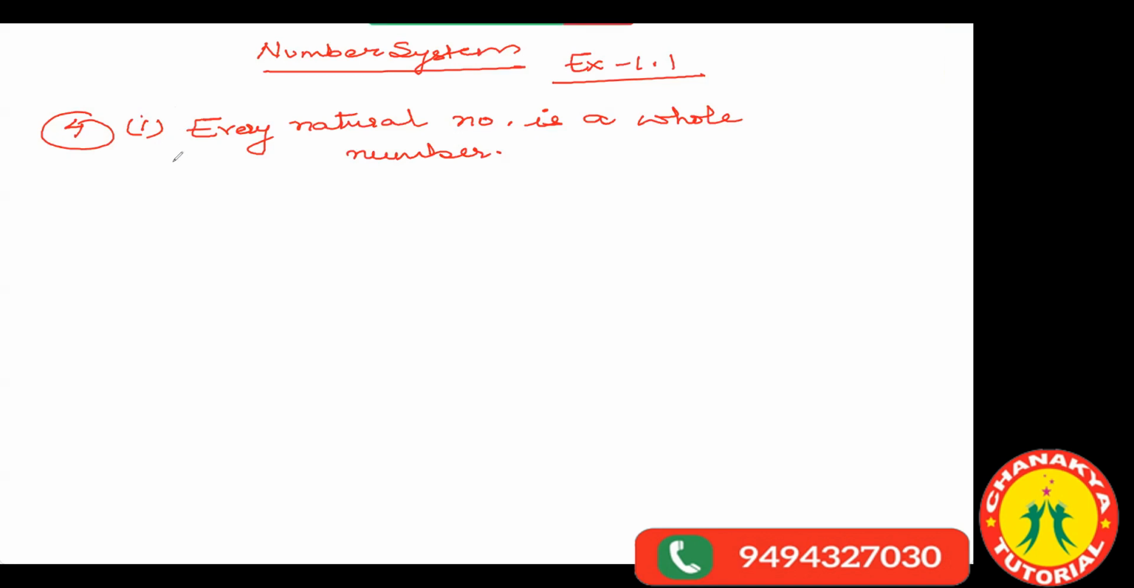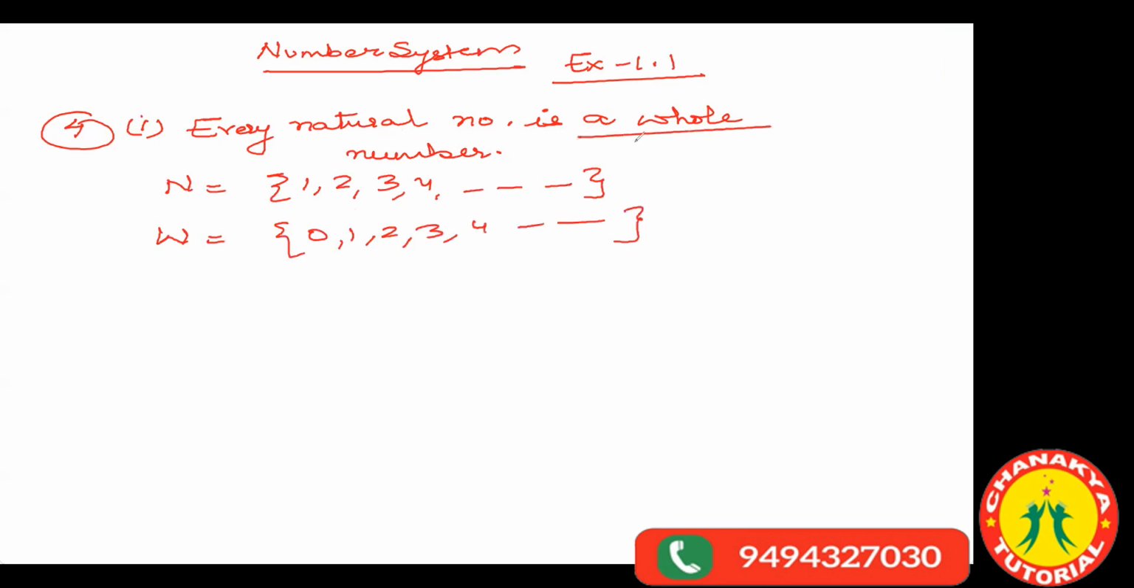Good, beta. See here, your natural numbers are starting with 1, 2, 3, 4, and so on, and whole numbers are starting with 0, 1, 2, 3, 4. So every natural number is a whole number. 1, 2, 3, 4, these are whole numbers only. Clear? So this statement is correct. That means this is true. All have understood? Just show me a thumbs up, children.